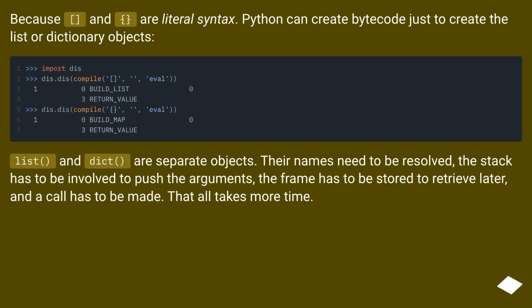Because [] and {} use literal syntax, Python can create bytecode just to create the list or dictionary objects. list and dict are separate objects. Their names need to be resolved. The stack has to be involved to push the arguments. The frame has to be stored to retrieve later, and a call has to be made. That all takes more time.